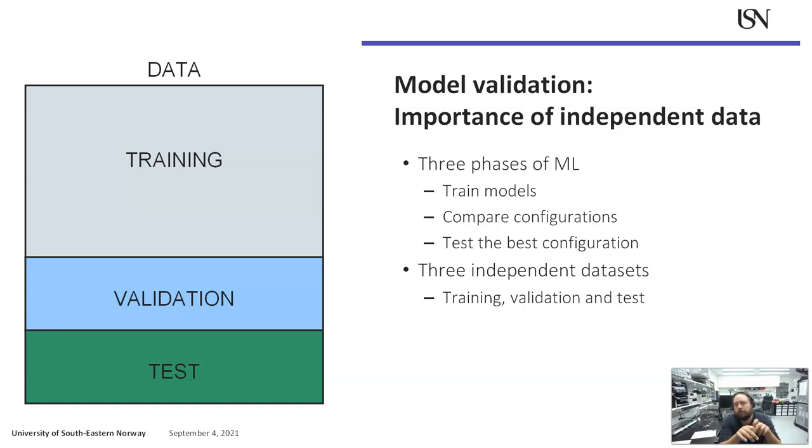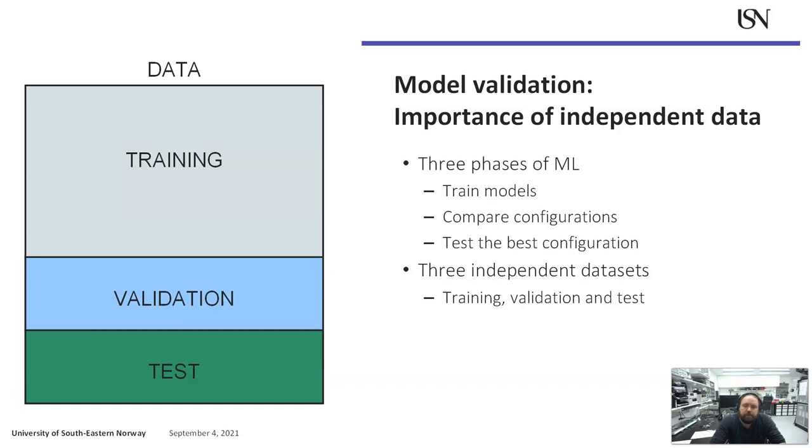So the training set is used for every model. The validation set is used for every model, but in order to give a fair comparison of different configurations, we can't really compare performance on the training set, because machine learning models always perform better on the training set than on independent data. That's what overfitting does. So we need to have three independent data sets.